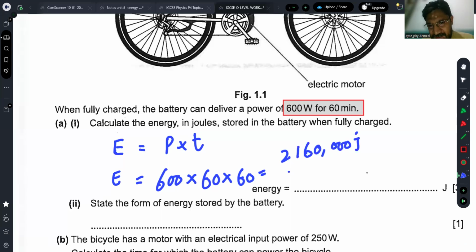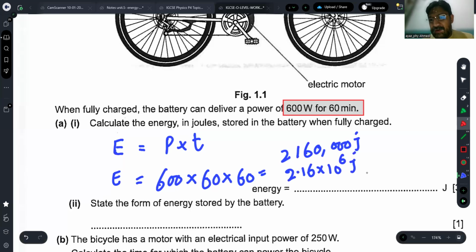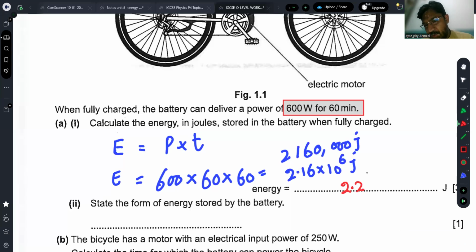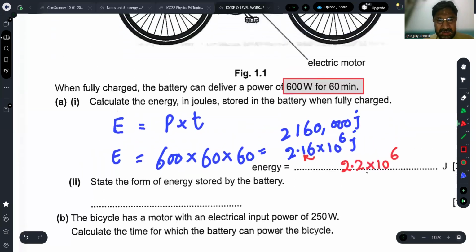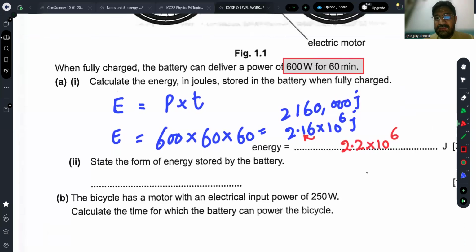So you will say that it will be 2.16 into 10 raised to power 6 joules, right? Or finally, the answer you will write is 2.2, because I will round this up and increase it by 1. It will be 2.2 into 10 to the power 6 joules, which is the total energy provided by that battery when it is fully charged. So the next question is, state the form of energy stored in the battery.